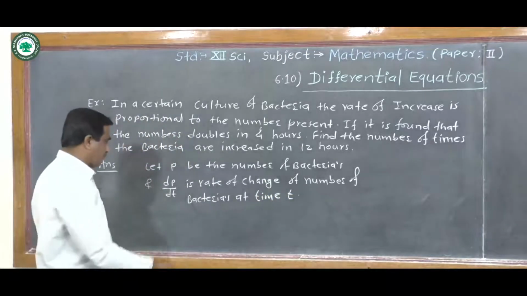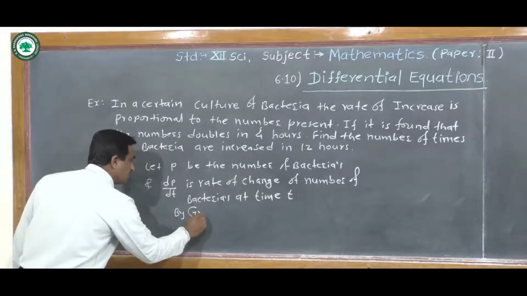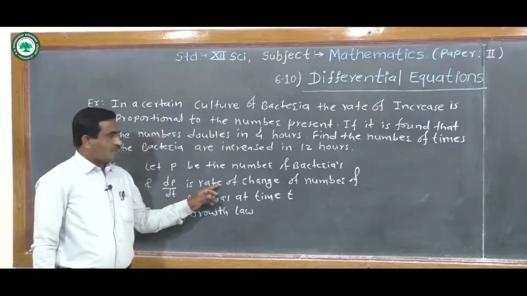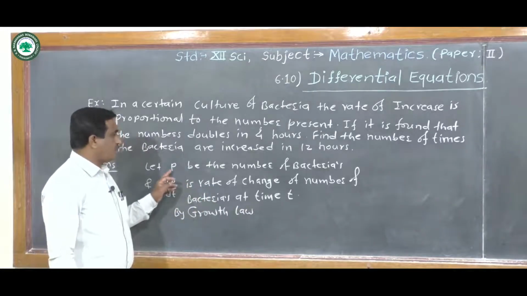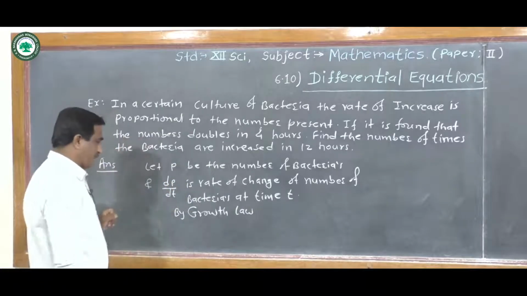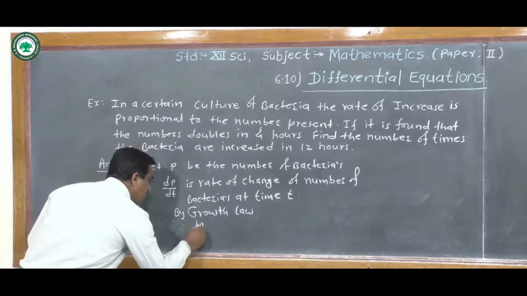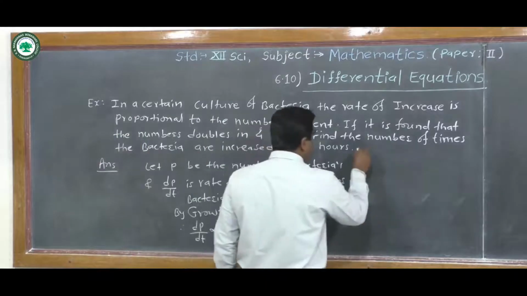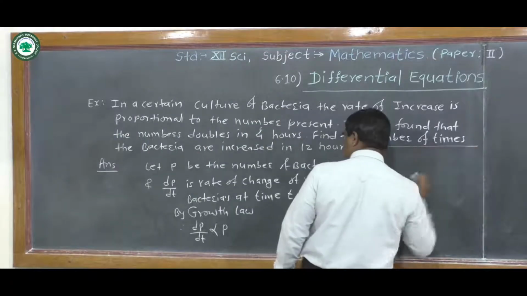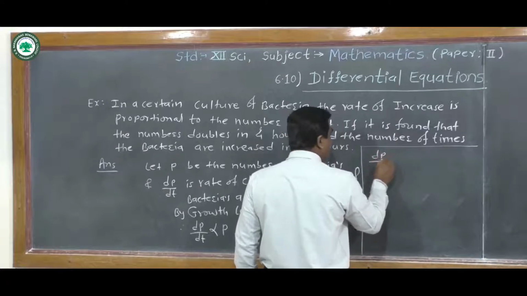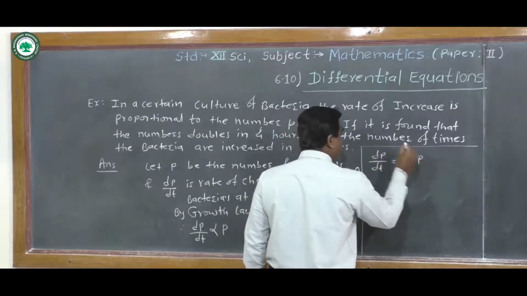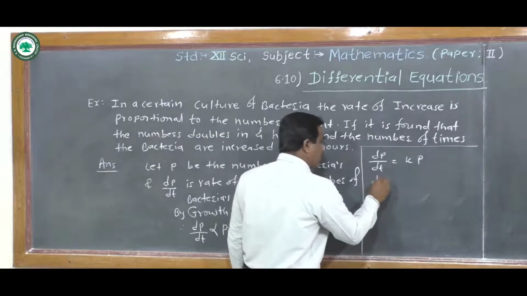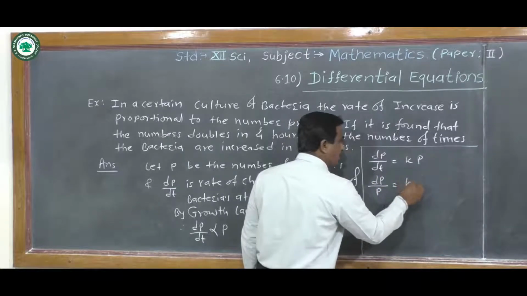Now by the growth law, the rate of change of the number of bacteria is proportional to the number of bacteria at that time. Therefore, we can write dP by dt is proportional to P, that is, dP by dt is equal to K into P. We can write this in variable separable form: dP upon P is equal to K into dt.